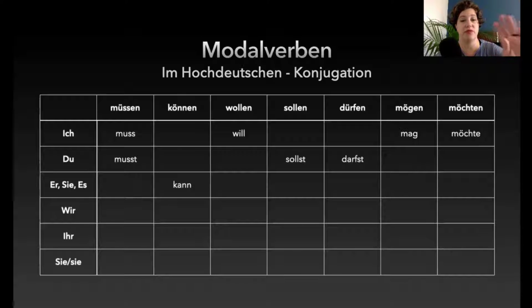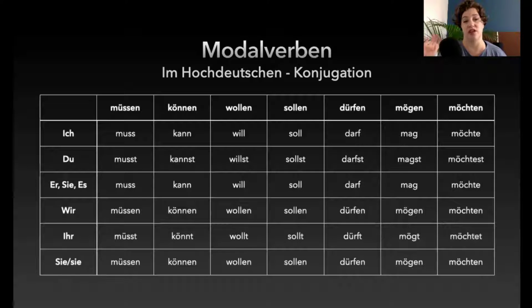And now I'm gonna fill it out because technically you should already know all of this. You should have learned that already, but ich and sie is identical. Wir and sie is identical with the infinitive. So it's ich muss, du musst, sie, es muss, wir müssen, ihr müsst, sie müssen, ich kann, du kannst, er kann, wir können, ihr könnt, sie können, and so on.